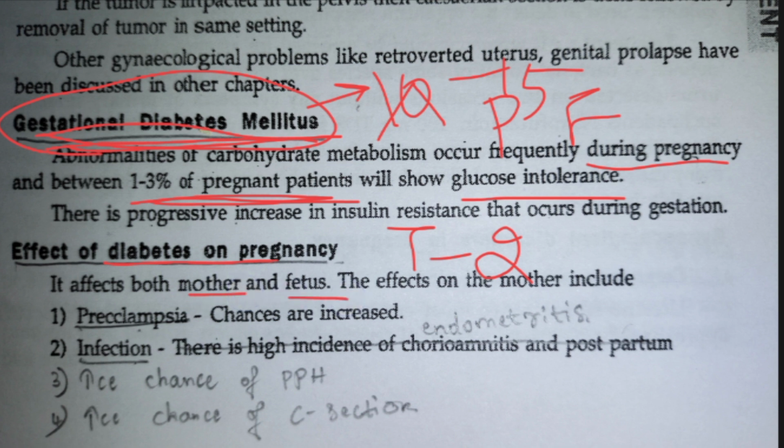Firstly, there is a chance of preeclampsia occurring in the woman, and this chance is quite increased when the woman has diabetes mellitus. Not just preeclampsia, eclampsia is also seen, the chance of seizures is also increased, and infection. As you know, at the time of pregnancy and delivery, infection is quite commonly seen, and this chance is also increased. Mainly endometritis is the common condition seen, and the chance of PPH is also increased. Now, what is PPH? Postpartum hemorrhage. The bleeding seen after the delivery is postpartum hemorrhage.